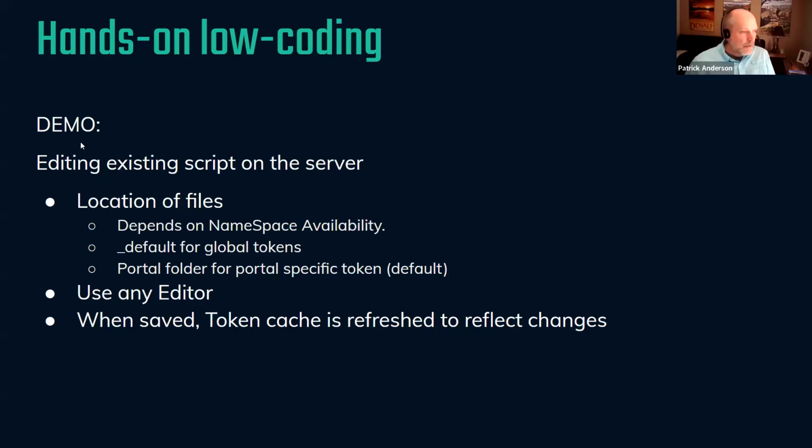Okay. So the first thing I'm going to do is demo an existing script using our old Razor engine, and we're going to take a look at where you can access that and how you can edit it. The location of the files, I want to point out, will depend on the namespace availability. If the token is global, it'll be in an underscore default folder, and if it's not global, it'll be in the portal folder for the specific portal. So let's take a look at that first.